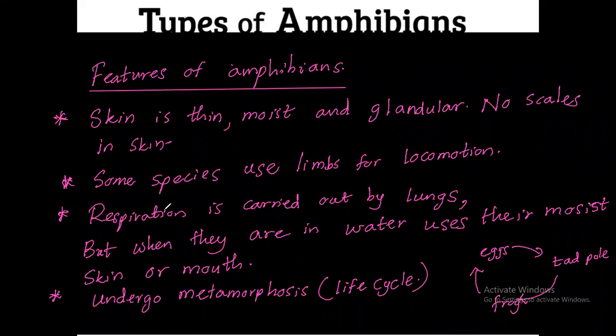Moist means glands are there. They provide mucus, so they keep a wet, slippery skin. No scales in the skin. When we talk about fish, they have scales, but these ones don't have scales. They use limbs for locomotion. To move from one place to another, they use limbs.